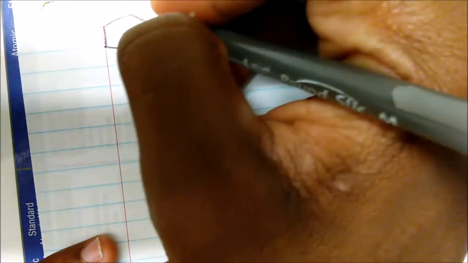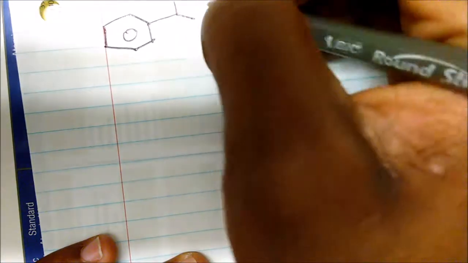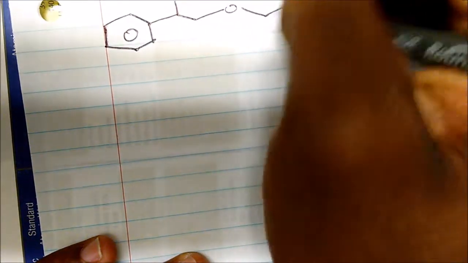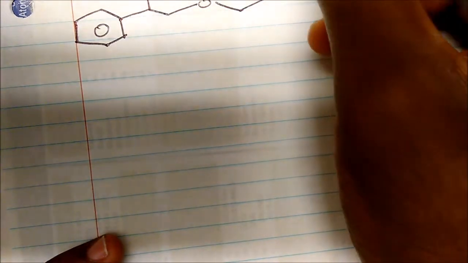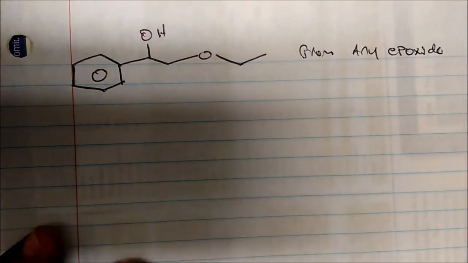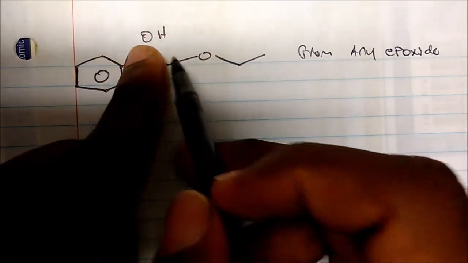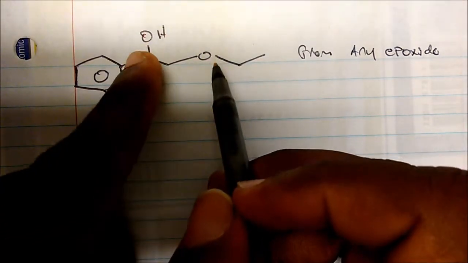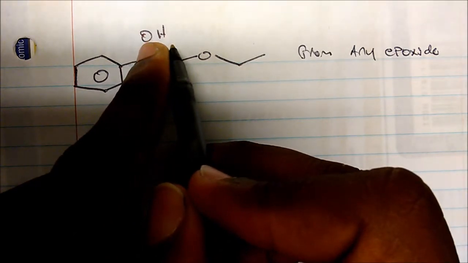So what if we wanted to make this molecule, and the directions say to make it from any epoxide? Well, what would be the solution? Again, I'm going to retrosynthesize this. Notice that I have an alcohol beside an ether. So again, I'm thinking I'm going to close this ring here to form an epoxide.